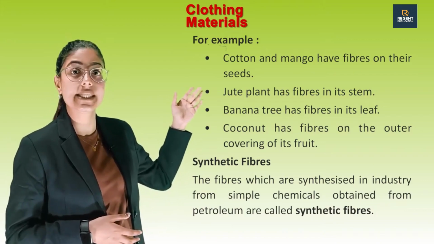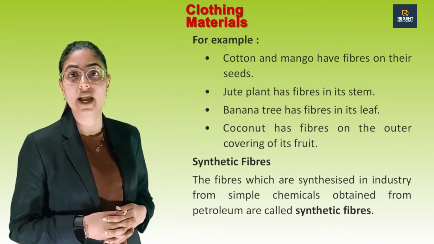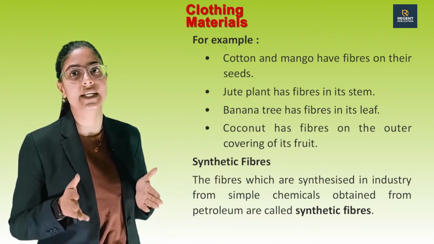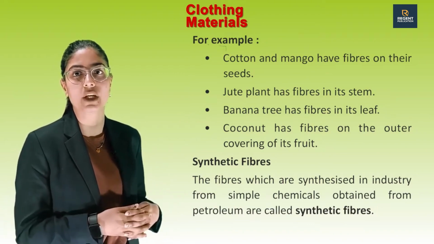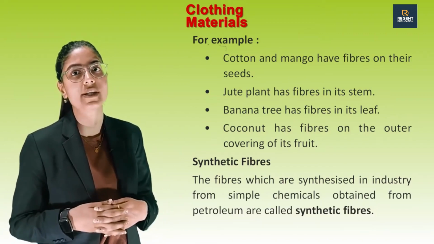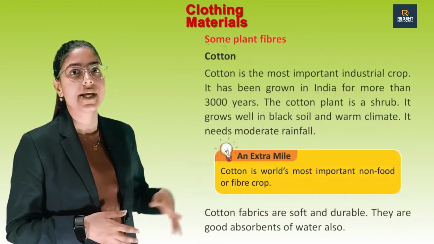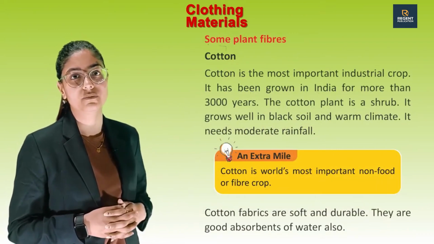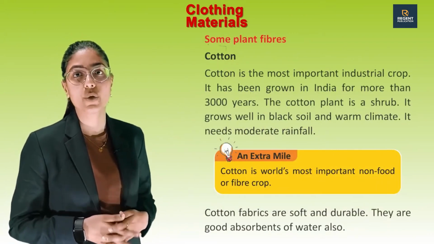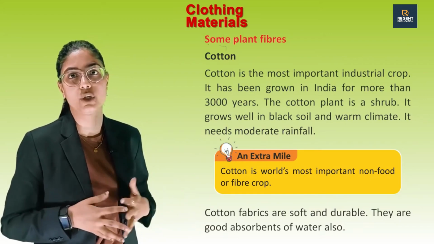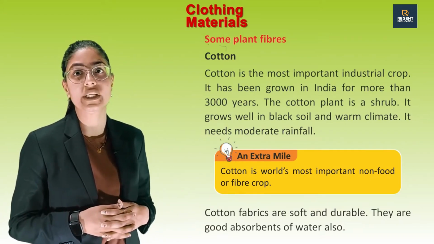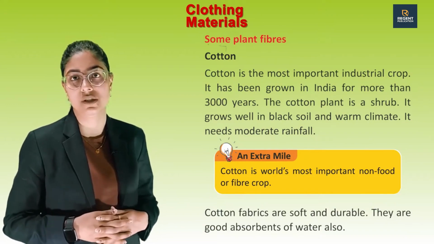Next one is synthetic fiber. The fibers which are synthesized in industry from simple chemicals obtained from petroleum are called synthetic fibers. Some plant fibers. Cotton. Cotton is the most important industrial crop. It has been grown in India for more than 3000 years.